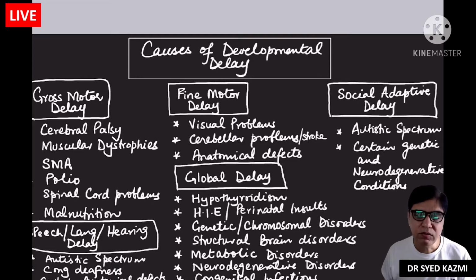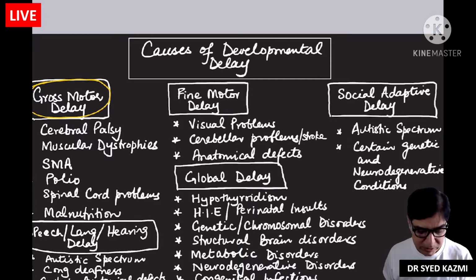So you can have deficiencies in either one domain, which might be gross motor only, fine motor only, vision only, or social adaptive domain only, or you might have deficiencies in two or more, where it would become a global developmental delay. So let's talk about the causes. Let's say there is a problem in the gross motor domain.